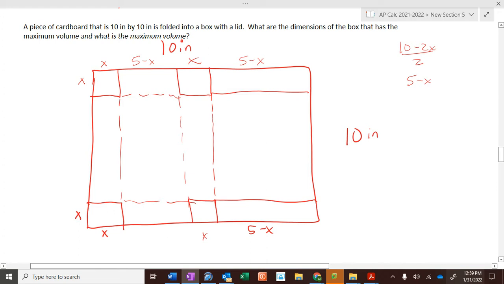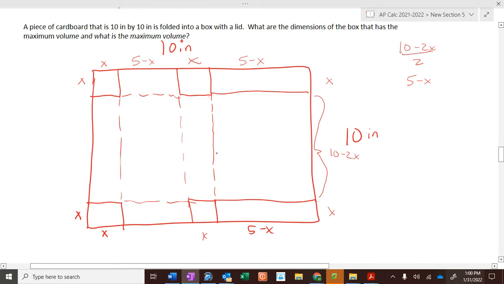Okay? So, do you understand where I get the 5 minus x? Because this whole side has to add up to 10, right? So, x plus 5 minus x is 5. x plus 5 minus x is 5. 5 plus 5 is 10. Okay? So, if this is x and this is x, what's this right here? How long is that? 10 minus 2x. Thank you.